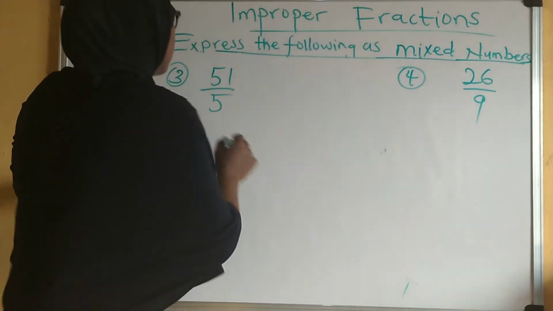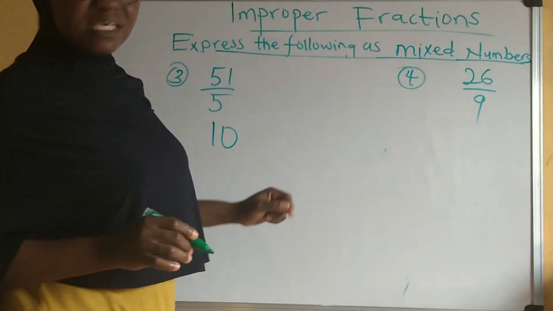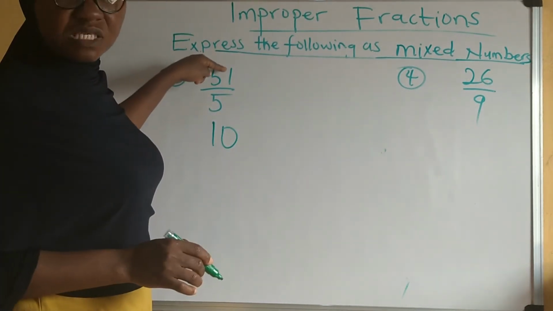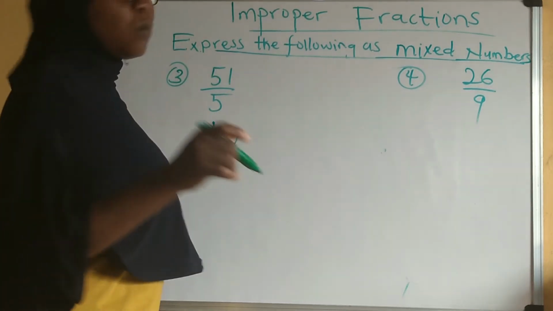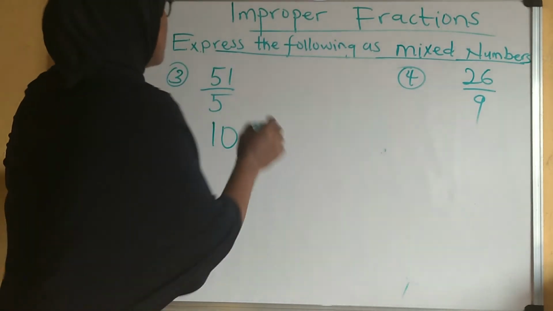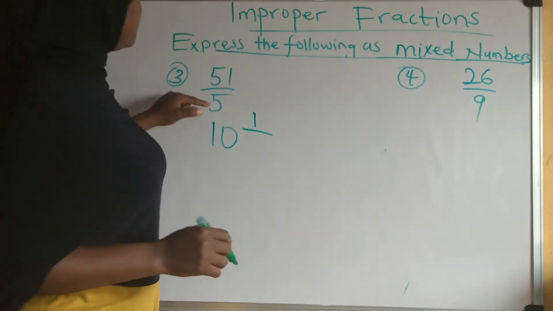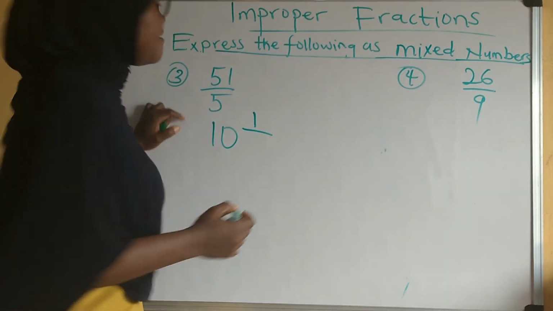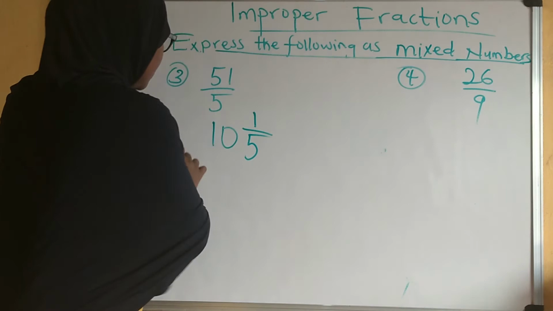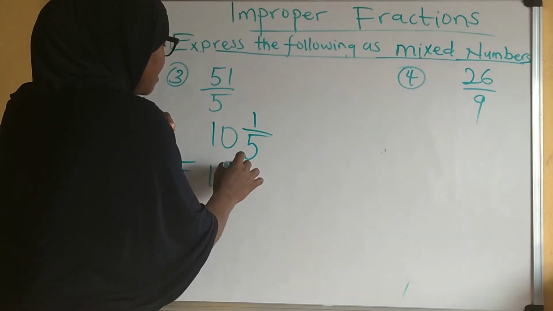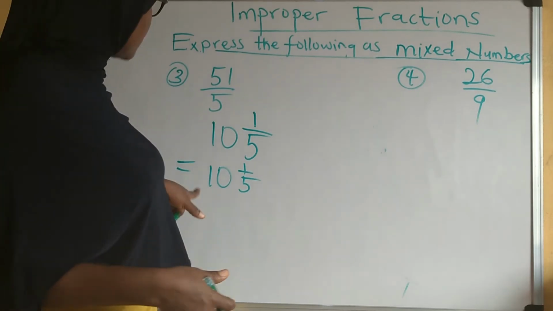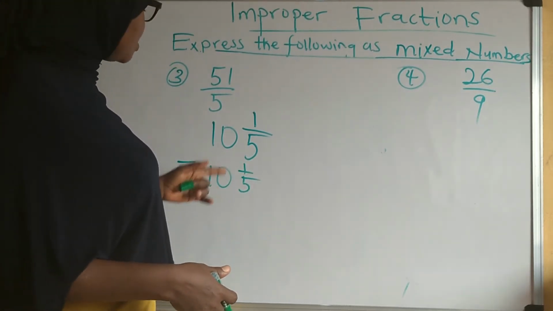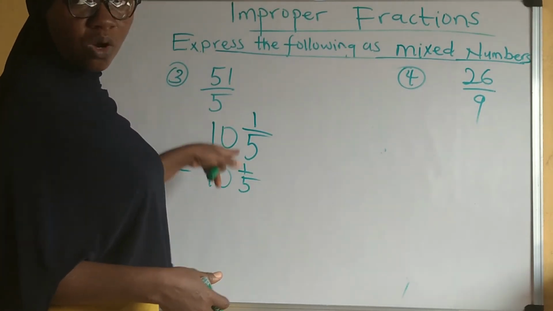50. Now, if I take away 50 from this 51, I will be left with what? 1. That 1 becomes my new numerator. 1 over, my denominator is still what? 5. So you can see, my answer is just what? 10 whole number, 1/5. I've been able to successfully convert this to what? Mixed numbers, which is what? 10 whole number, 1/5.